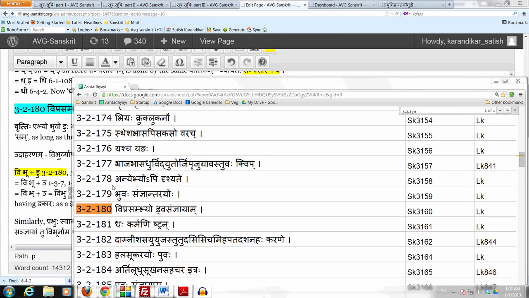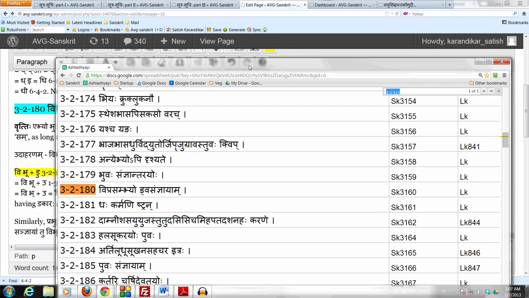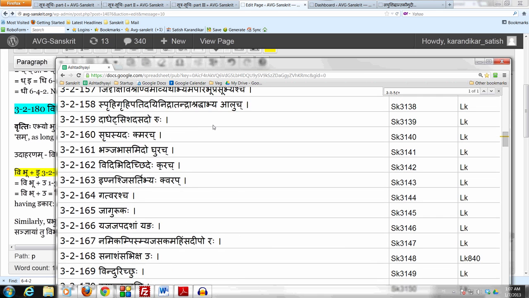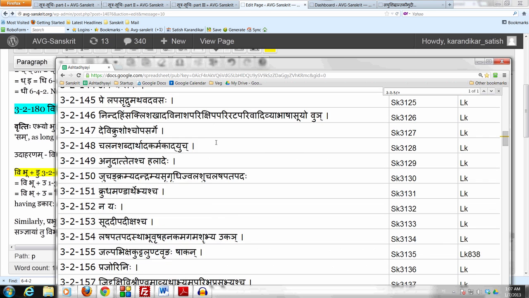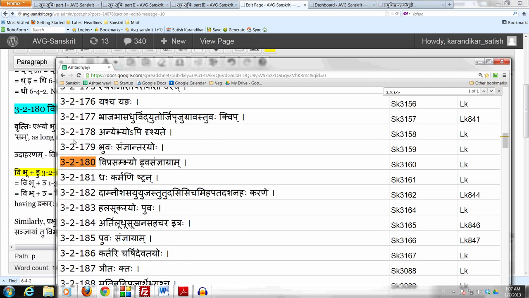Let us now move on to a sutram which prescribes the affix du following the verbal root bhu sattayam. This sutram is 3.2.180, sambhyo dvasanyayam. Now let's recall that the adhikara of tat shila tat dharma tat sadhukarishu ended at 3.2.178. So this sutram 3.2.180 is outside that adhikara. So here we have to simply use kartari krit.